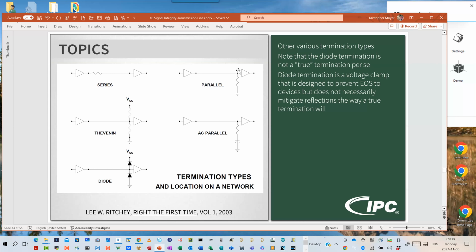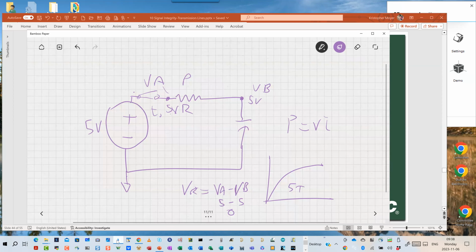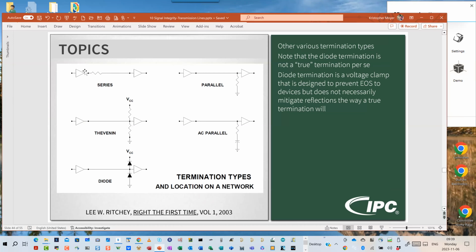Whereas this one here, the parallel termination, if I go back over here now, if I were to have a parallel termination right here, the entire time that point is at 5 volts right here, I have 5 volts across this resistor and I have continuous power draw. So anytime I'm using the pull up or pull down, I have a much more significant power consumption of my termination part than I do with the series part right here.